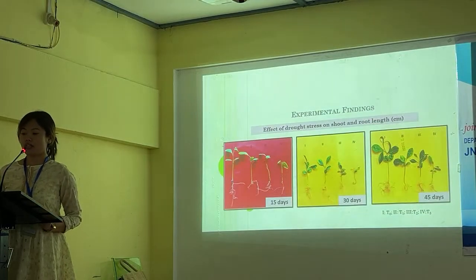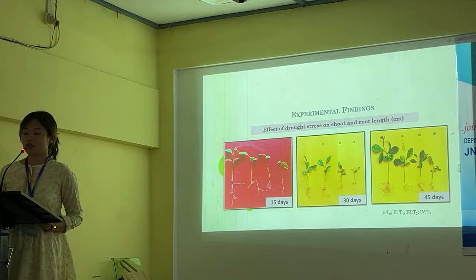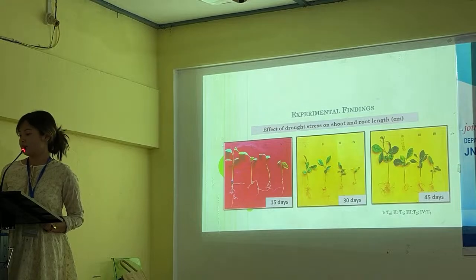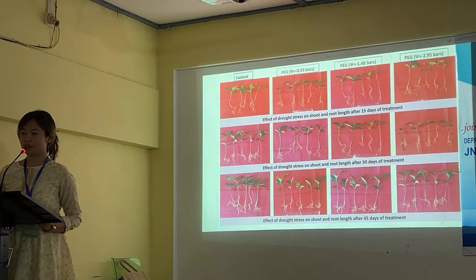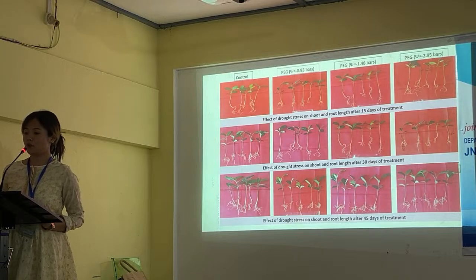This photograph shows the effect of drought stress on the Kachai lemon seedlings: in 15 days their shoot length and root length decrease compared to the control. The leftmost is the control, which is the tall one, and it keeps on reducing with increasing stress levels. This is another photograph supplementing the previous one, showing the effect of drought stress on shoot and root length after 15 days, 30 days, and 45 days.